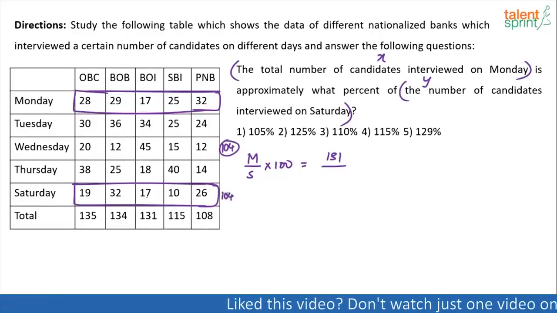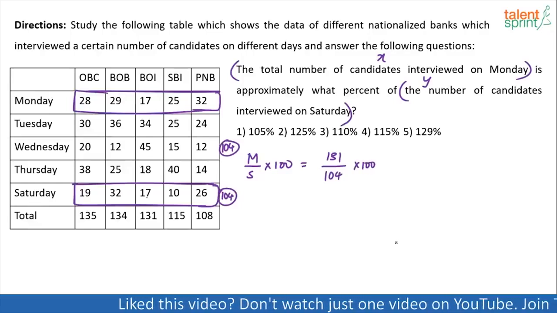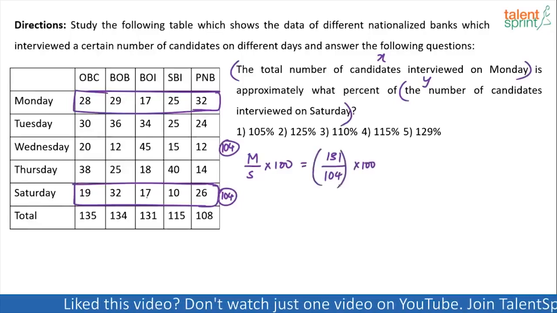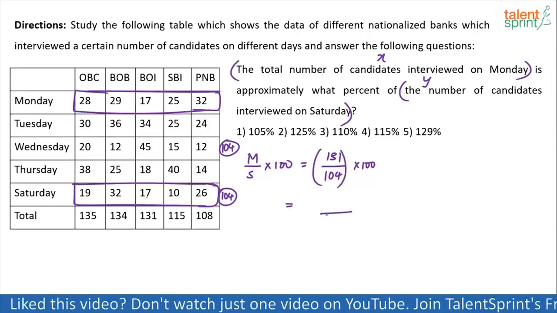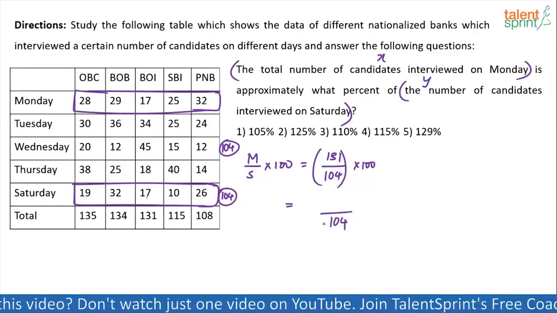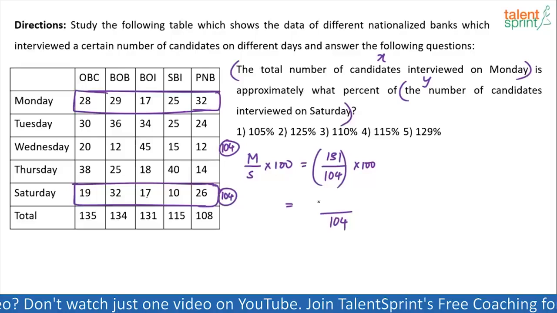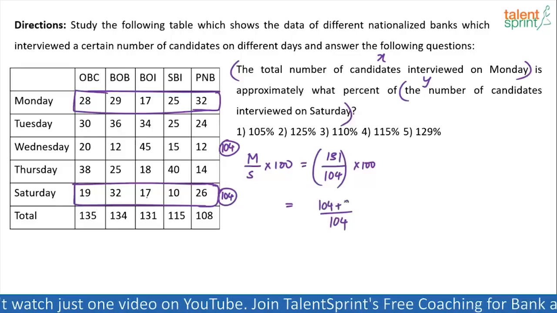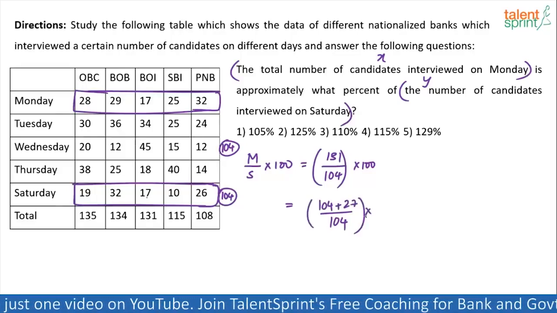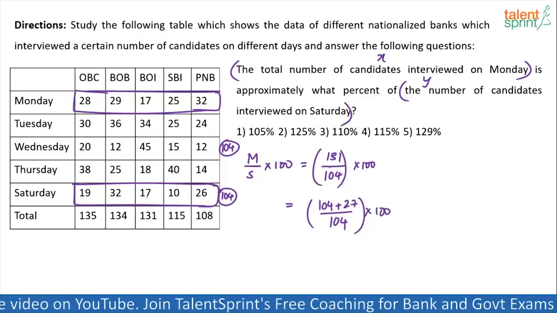This also is 104. So why do I waste my time? I know this is 104 into 100. Now do the calculation. How do you do it? See, it's simple. I told you that always treat the denominator as 100%. So denominator is 104. We will break 131 as 104 plus 27, because 104 plus 27 is 131.